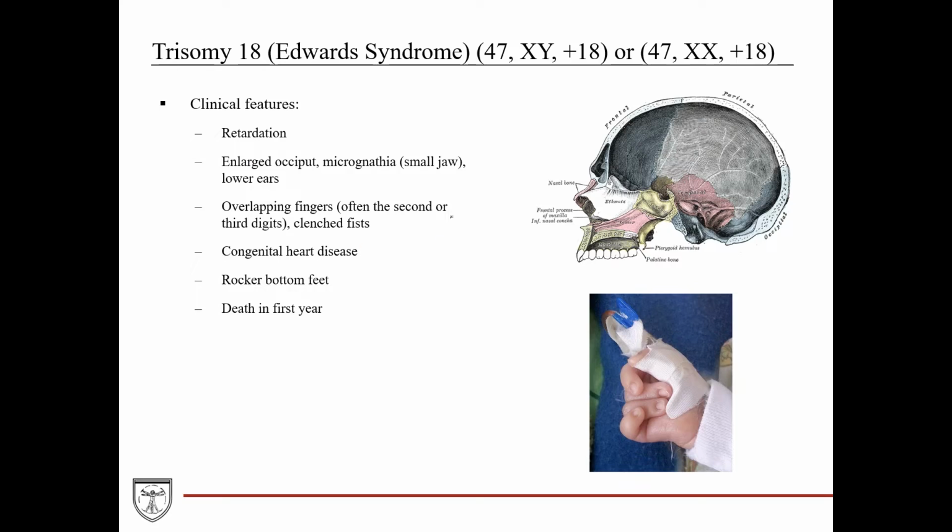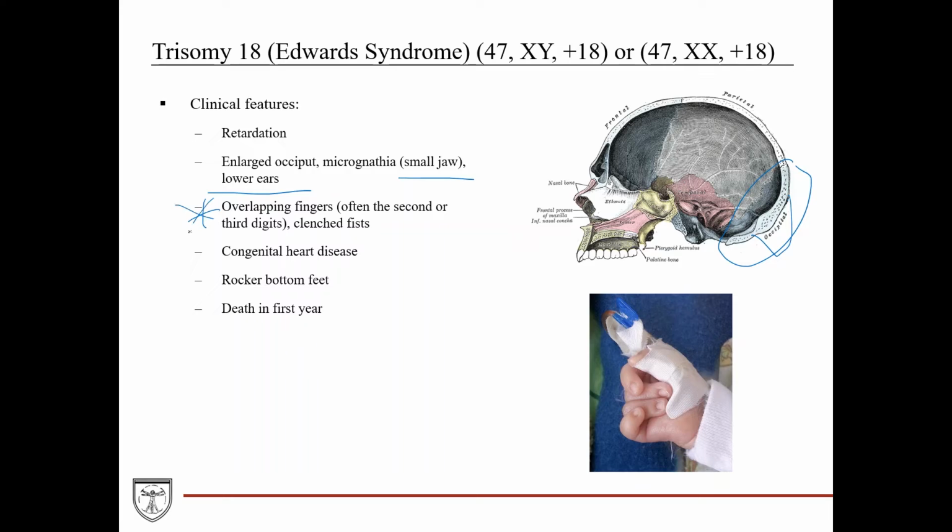Clinical features, so they're going to have retardation as well. So again, having this extra genetic material causes devastating effects on the development of multiple organ systems. Enlarged occiput, so this is the occipital bone, this posterior bone in the skull. So you could have this enlarged. Sometimes that's called an occipital bun. Micrognathia, this is a small jaw, so an underdeveloped jaw, and then low-set ears.